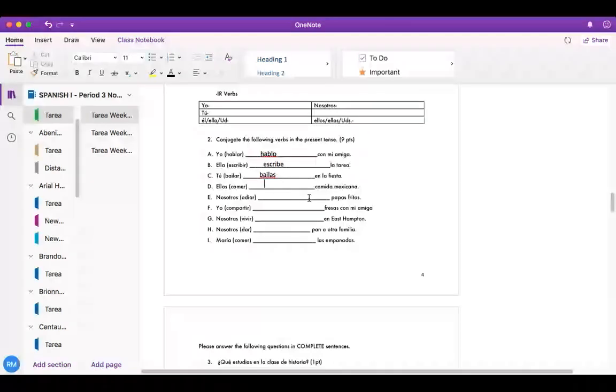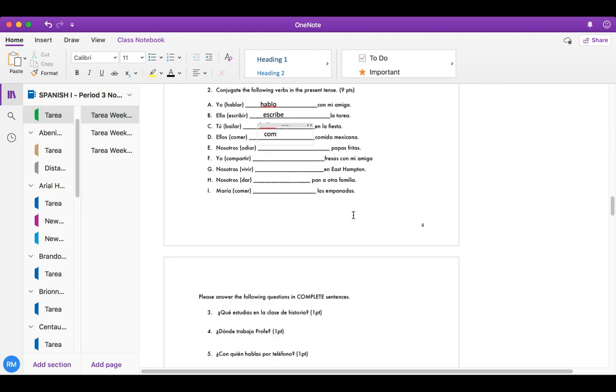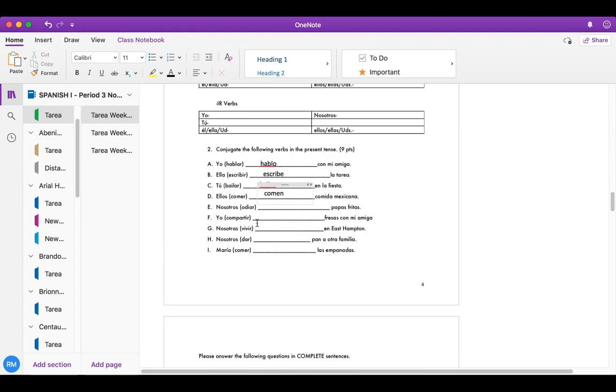Last one here for me. Ellos blank comida mexicana. This is comer. Comer is an ER verb. I take off the ER to make com. I go up to the ER endings. What was my subject there? If you need to go back, take a look. It was ellos. Okay? The verb ending for ellos in ER endings is en, E-N. So I make it comen. I add that right to the end.